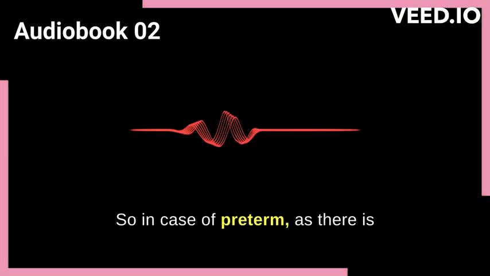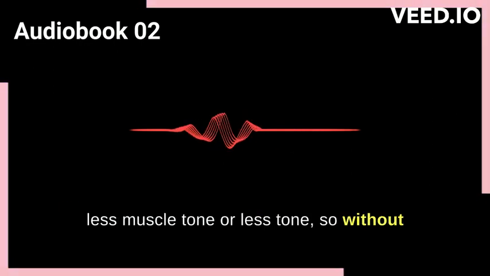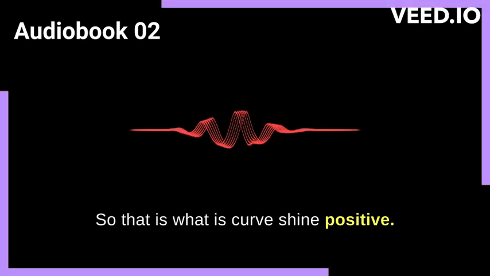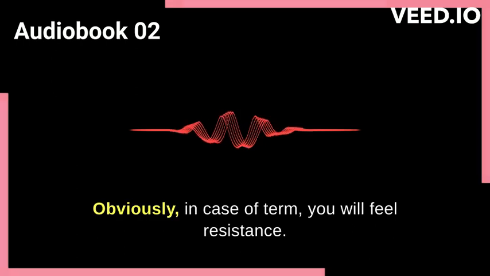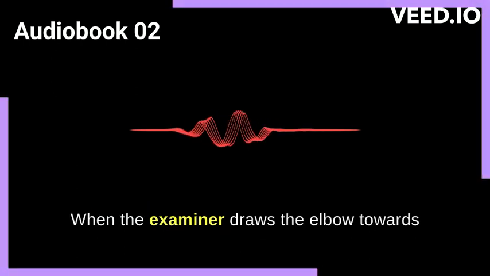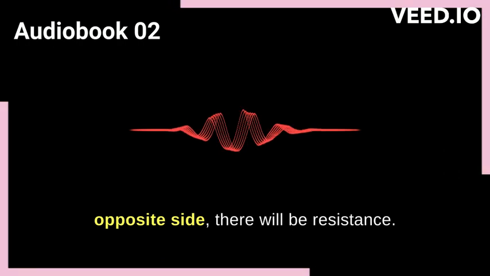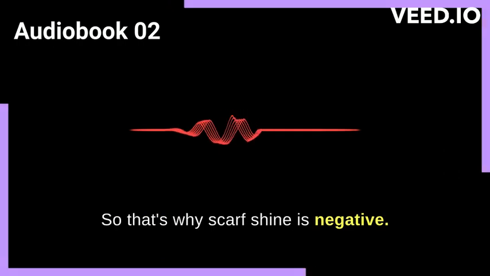In case of preterm, as there is less tone, without any resistance the elbow crosses the midline. So that is scarf sign positive. Obviously, in case of term, you will feel resistance when the examiner draws the elbow towards the opposite side. There will be resistance, so that's why scarf sign is negative.